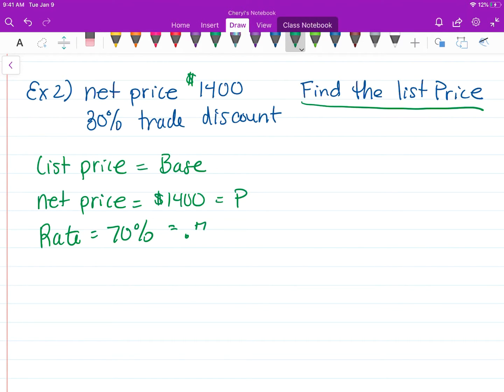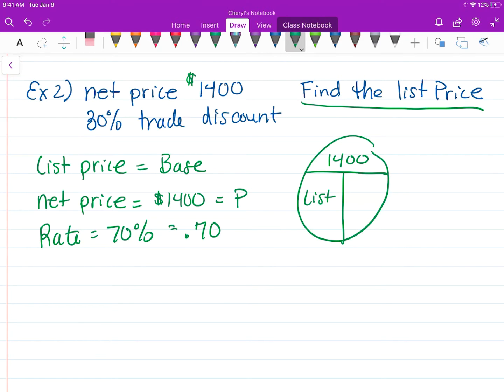And of course, we would write that as a decimal. So when I look at my circle, my net price is the portion that's going to go on the top. My list price is the base. And then the rate is 0.70. Now, if I was trying to find the discount amount, then I would actually use the 30% as the rate. But because we're comparing this to what we're actually paying, we want to make sure that we're using the correct rate. We're paying for 70%.